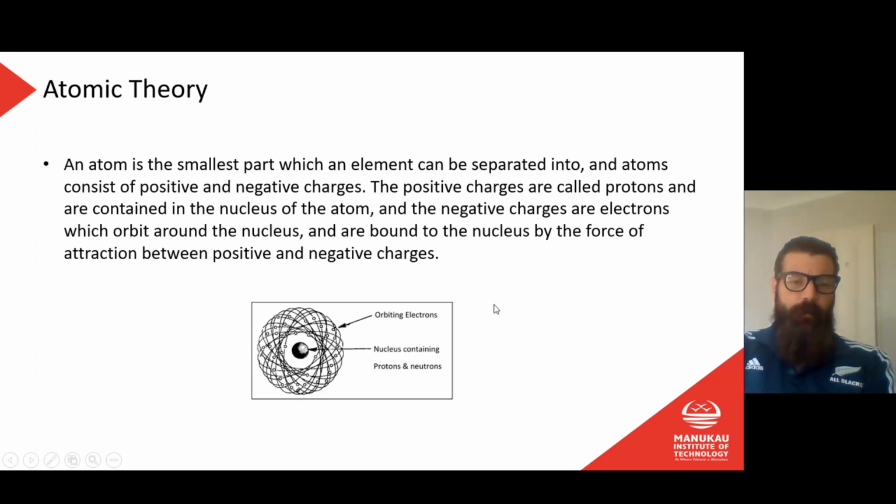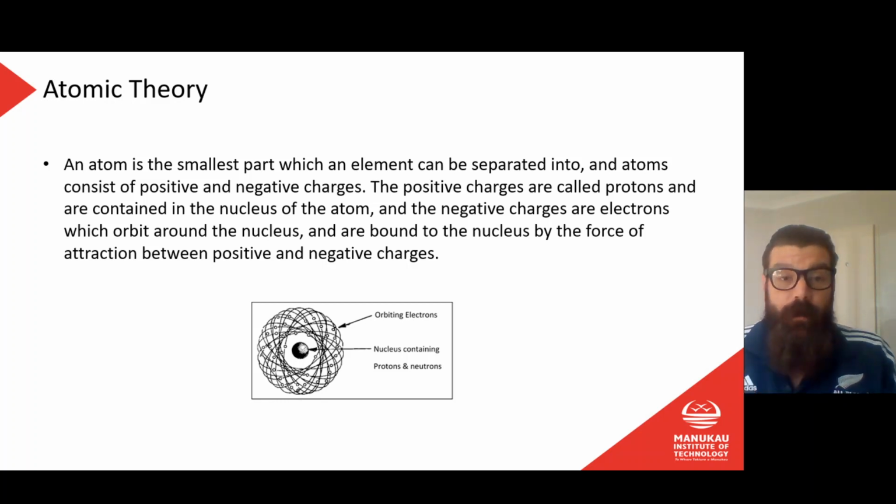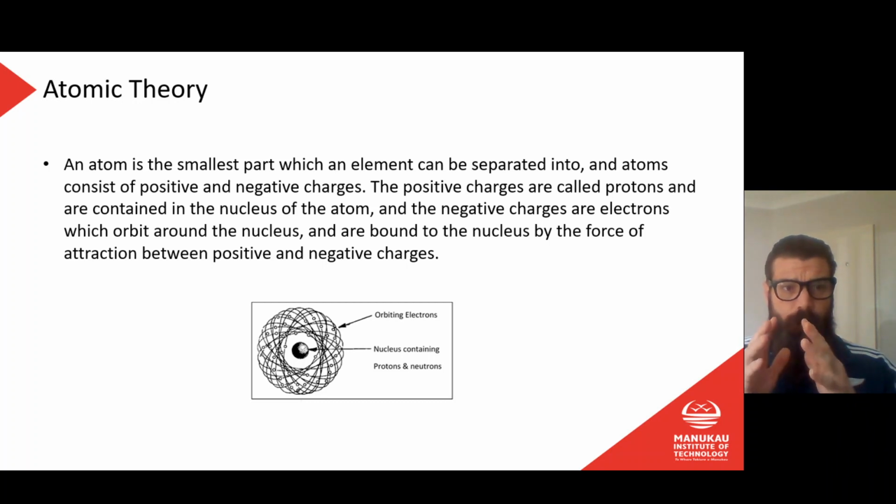So let's have a little talk about atomic theory. When we talk about atomic theory, what we're talking about is the actual physical thing that's happening when electricity is flowing, when current is flowing, when voltage is applied to a conductor, all of that sort of stuff.